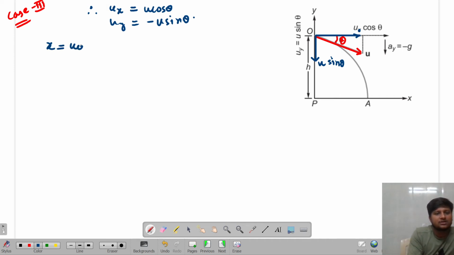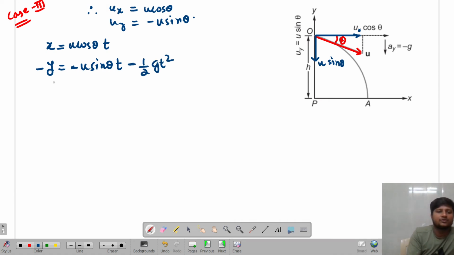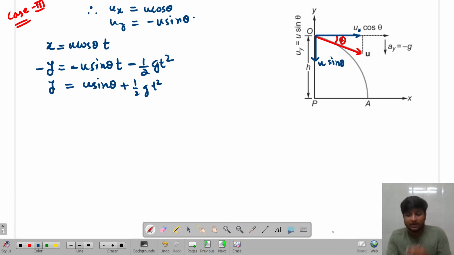x is equal to u cos theta into time t, while y is equal to minus u sine theta into time t minus half g t square. So the equation changes to y is equal to u sine theta t plus half g t square, and that is a very good point. I'll create one question out of this. Please try to see that question after this.